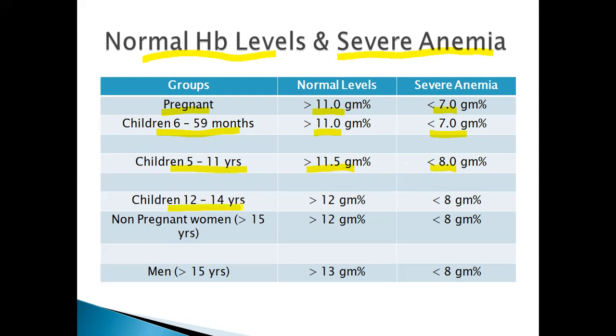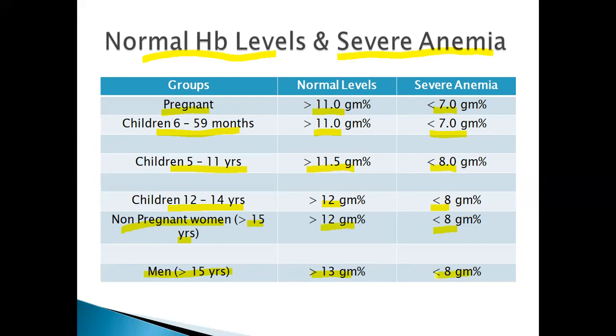Children 12 to 14 years, or you can call them early adolescents or early teens, and also non-pregnant women who are aged more than 15 years, that is the late teens and the reproductive age women. When I say late teenage girls, middle and late teenage girls and reproductive age women, normal levels are more than 12, and severe anemia is below 8 gram per cent. And finally, the boys and men aged more than 15 years, normal level is more than 13 gram per cent, and severe anemia level remains the same, which is 8 gram per cent.